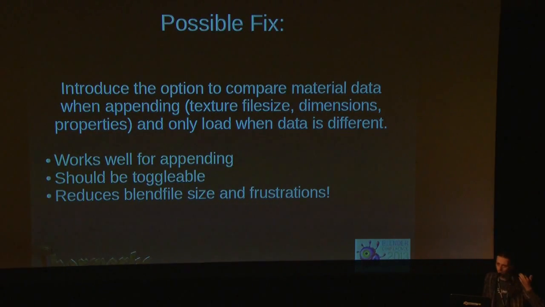We tried it ourselves and it kind of works, but I think when more game engines are trying to incorporate Blender and the blend loader, we should address this problem from inside of Blender. One of the possible fixes that I'm proposing is introducing the option to compare material data when appending, so texture file size, dimensions, properties, things about the material that you could compare, and only load the material when the data is different. That allows duplicate textures with the same information to be loaded just one time. It should be toggleable because there are some cases where your file size could be exactly the same and you just append another color on it or something like that. So there should be some control over it, but this reduces blend file sizes by hundreds of megabytes.